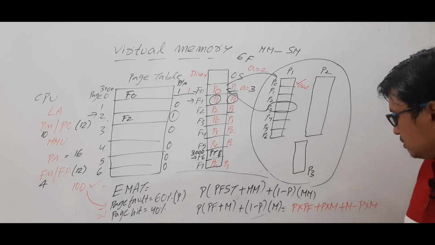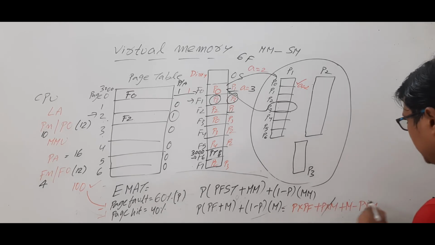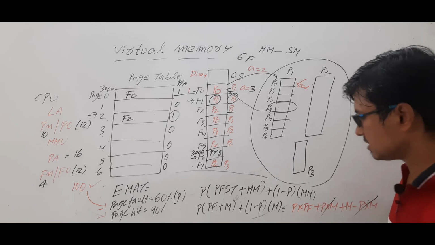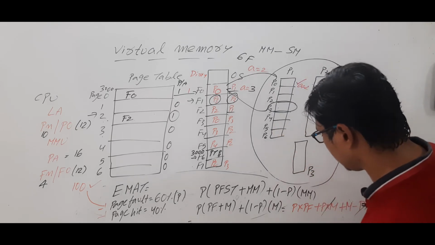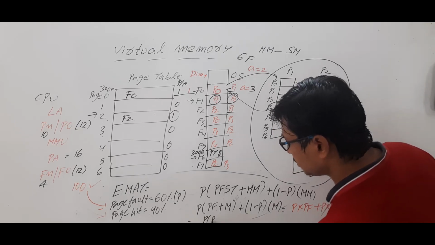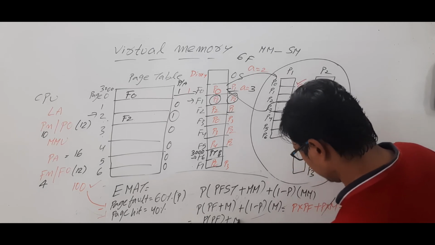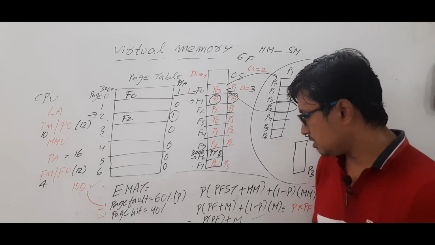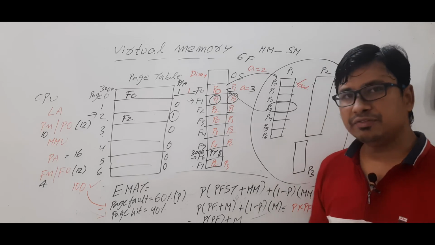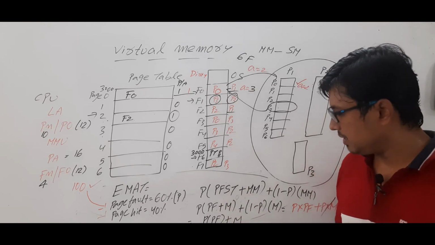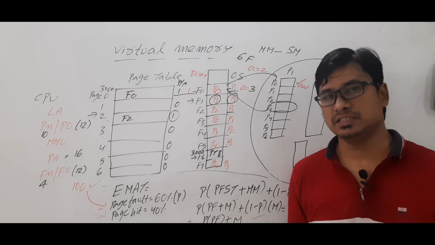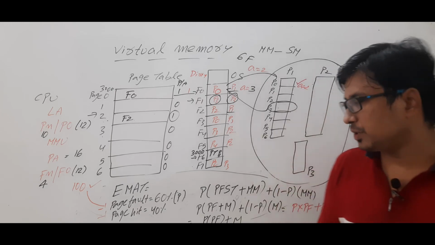Am I right? So this plus P into M and this minus P into M can be cancelled. So this expression can be written as P into PF plus M. Is it clear? Where P is the page fault rate and PF is the page fault service time and M is the memory access time. Is it clear? Are you able to understand?